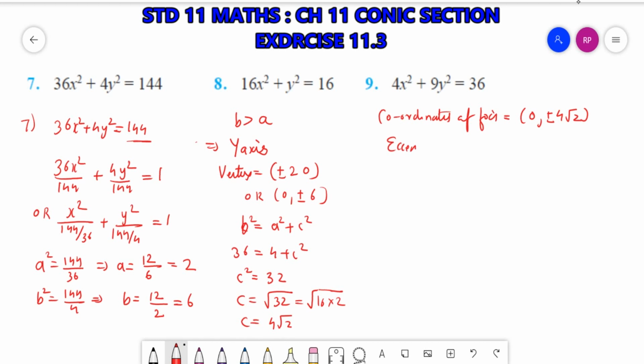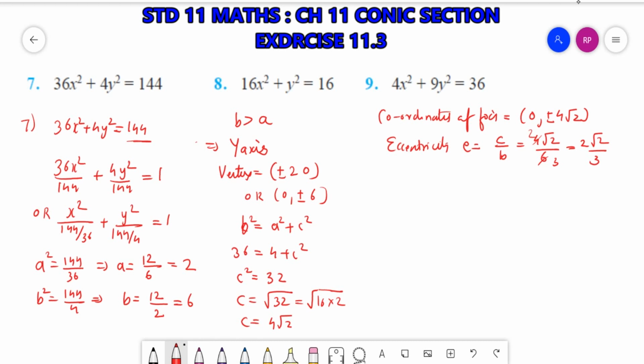Eccentricity, e is equal to c by b. So that will be equal to 4 root 2 upon b, that is 6. So 2 2s are, 2 3s are, so it's 2 root 2 by 3.